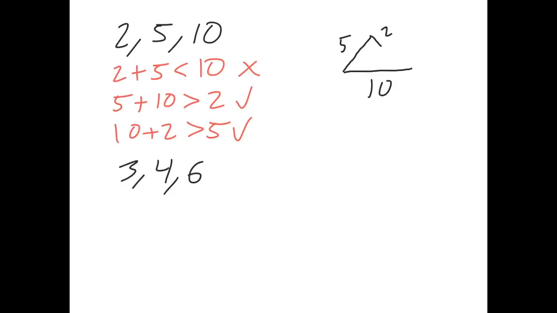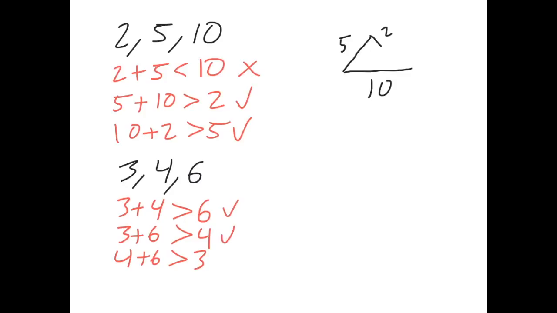If I said this triangle right here, 3, 4, 6, let's see if with those sides, we can make a triangle out of that. So 3 plus 4 is 7. That's greater than 6. 3 plus 6 is 9. That's greater than 4. And 4 plus 6 is greater than 3. All of them work, so yes, it's a triangle. And this one over here was no.